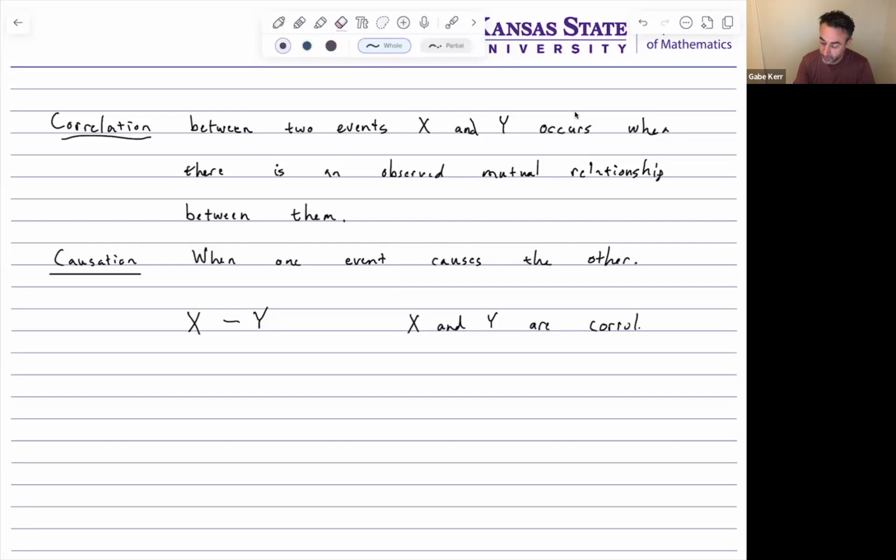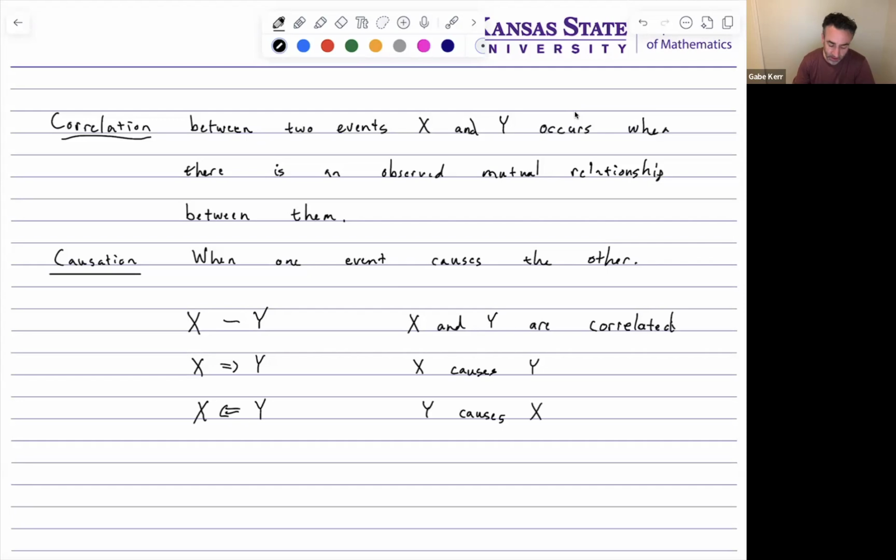And as we'll see, this is a very different thing than X causing Y, but oftentimes when X causes Y, you will see a correlation, but not always actually, depending on your study. So this would be X causes Y. Of course, you can go the other way. This double arrow means Y causes X.